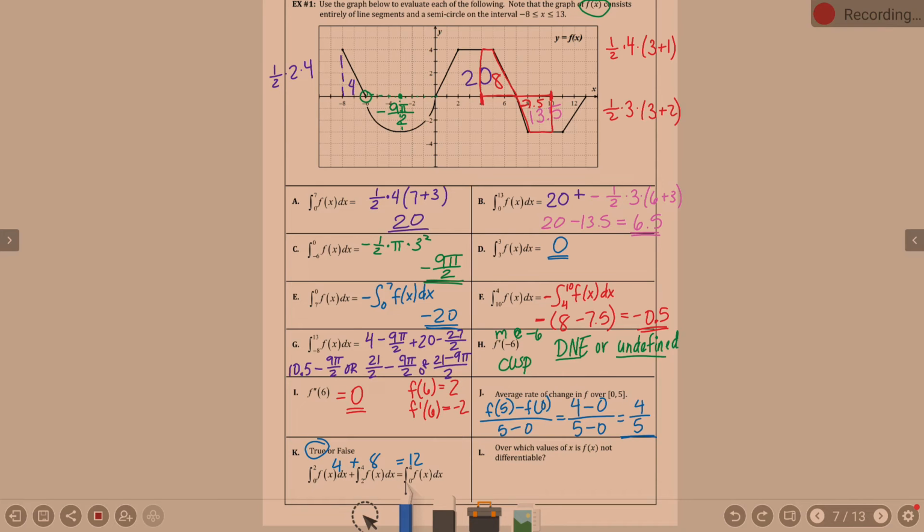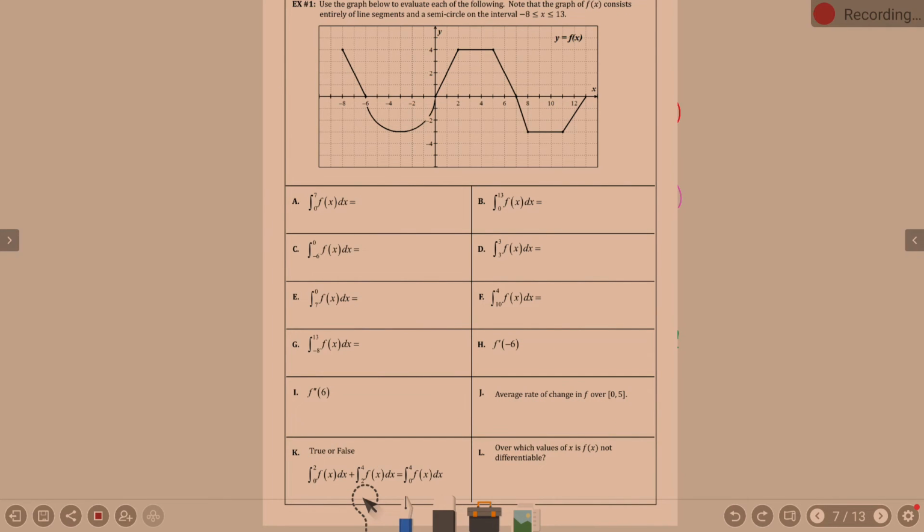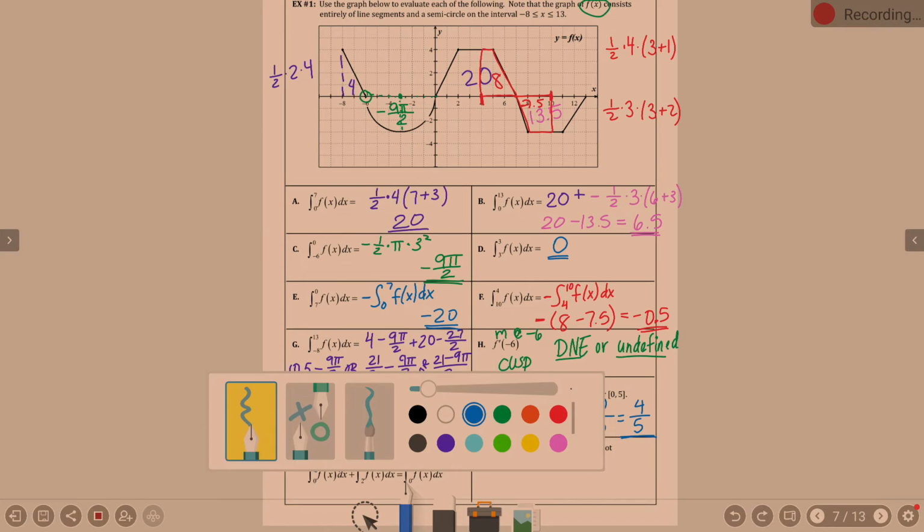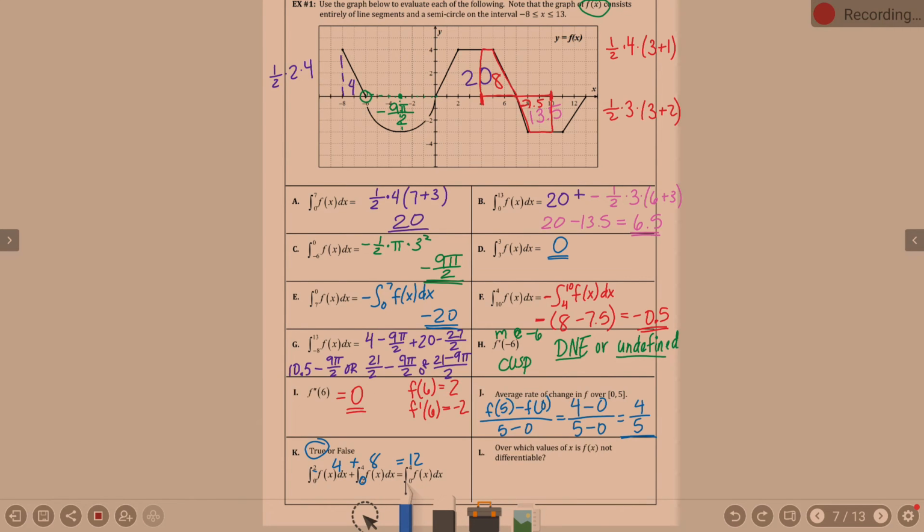And the idea is, you see the 0 and the 4, right? They share a limit. If you have two integrals and you're adding them, and an upper limit on one is the same as the lower limit on the other, you can add those two integrals, and they'll have the lower and the upper limit of the others, if that makes sense.